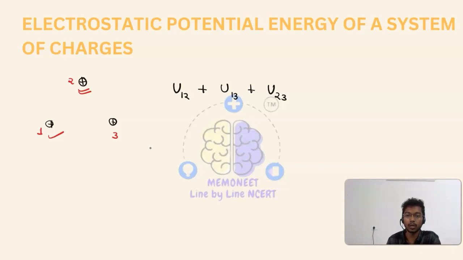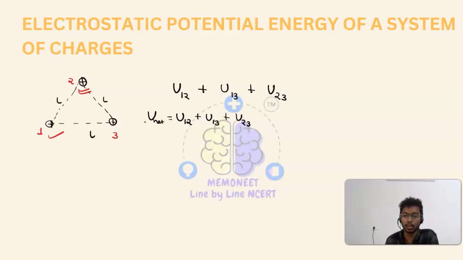So here, the potential energy between the two charges, let's say this will be in the form of a triangle and the distance is L. Here L, here L, and here is also L. The net electric potential energy will be defined as U12 plus U13 plus U23, because this is the potential energy when we are placing 1 and 2 together, this is for 1 and 3, and this is the interaction between 2 and 3 also.